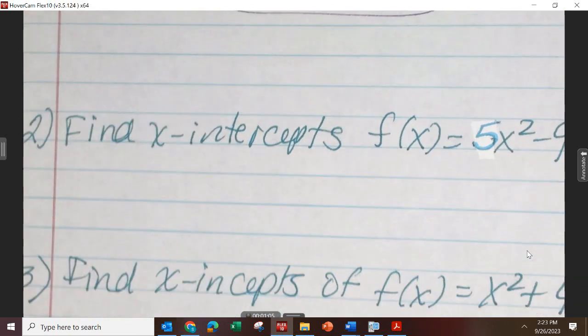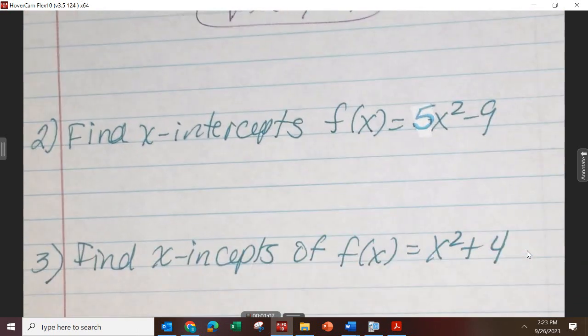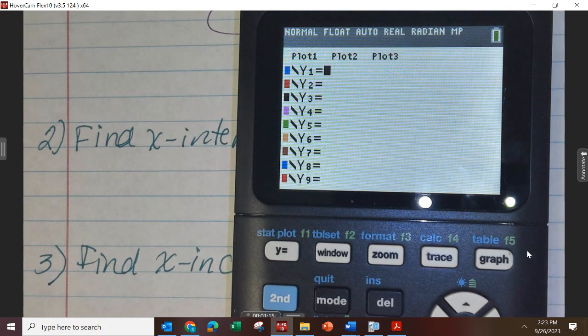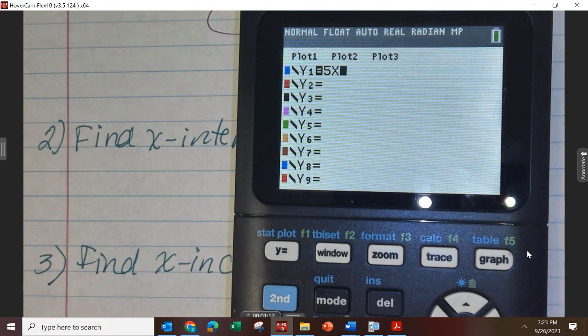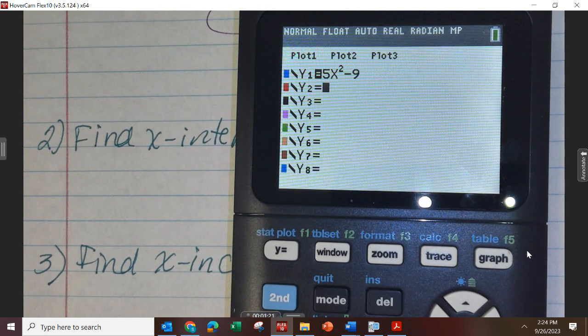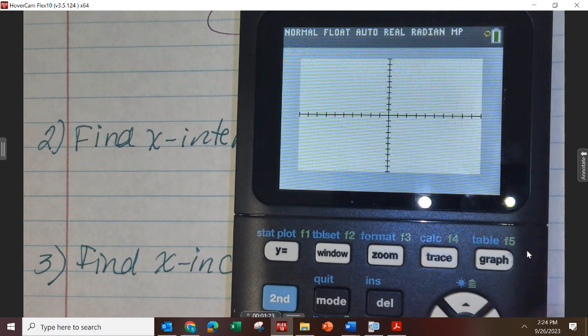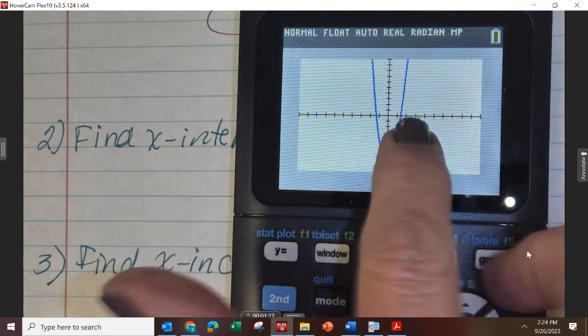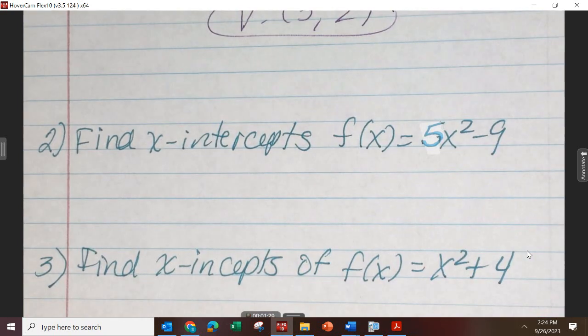Number 2. On number 2, we're trying to find x-intercepts. If I want to see if this function even has x-intercepts, I could graph it. I could do 5x squared minus 9 and graph. And I can see, yes, it does have x-intercepts. So now I need to be able to find those.